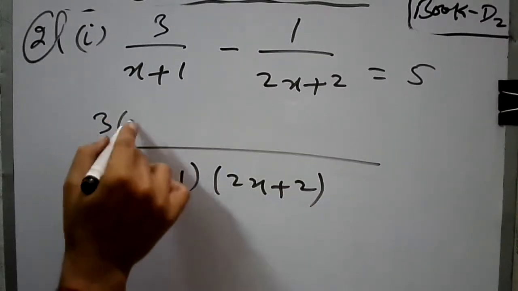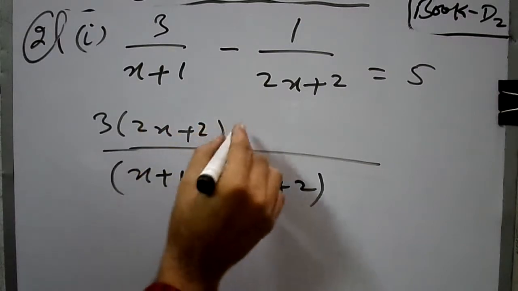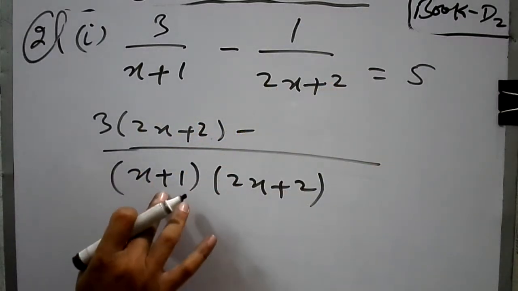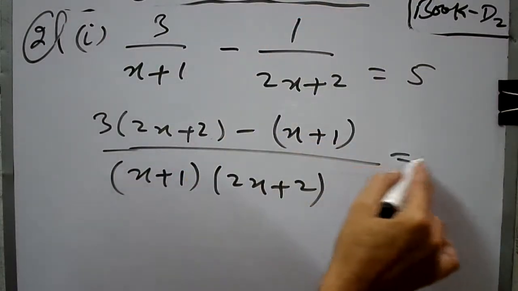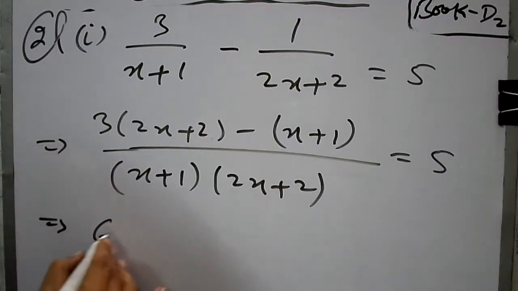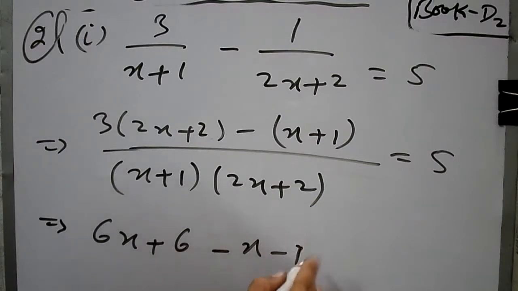So you can see here 2x plus 2. After taking LCM, the LCM is divided by the denominator, this will be cancelled, so the remaining term will be multiplied with the numerator, so you will get this is equal to 5. Okay, by simplification, 6x is equal to 5.